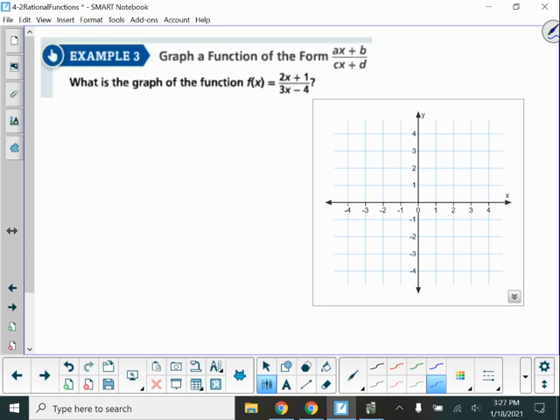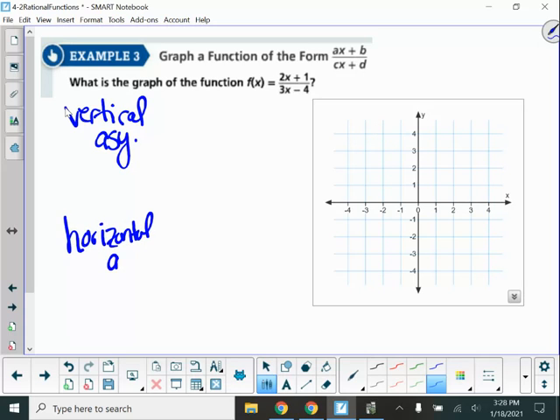Your part 2 video for 4-2, rational functions, graphing rational functions. So we're given here, what is the graph of the function f of x equals 2x plus 1 over 3x minus 4? There are two things that we need to plot in order to get some type of graph for this. I need to know what my vertical asymptote is, and I need to know what my horizontal asymptote is.